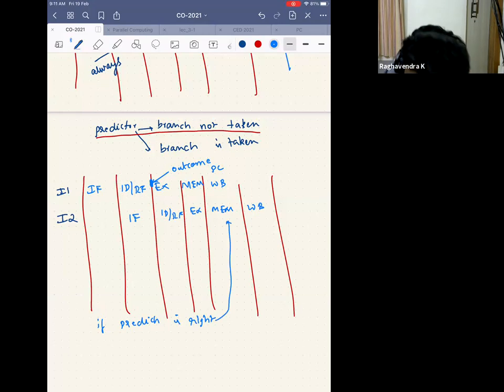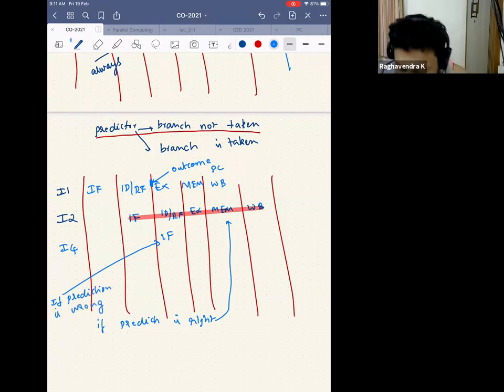If the prediction is wrong, then I am worried because I have fetched instruction two, whereas I have to fetch instruction three, so I just cancel this out and do an instruction fetch again here, but this instruction fetch will be I4 and not I2. So if the prediction is wrong, then I do this. So this is the story that we were discussing till last class. It's just a revision, but we didn't see the case where the branch is taken.